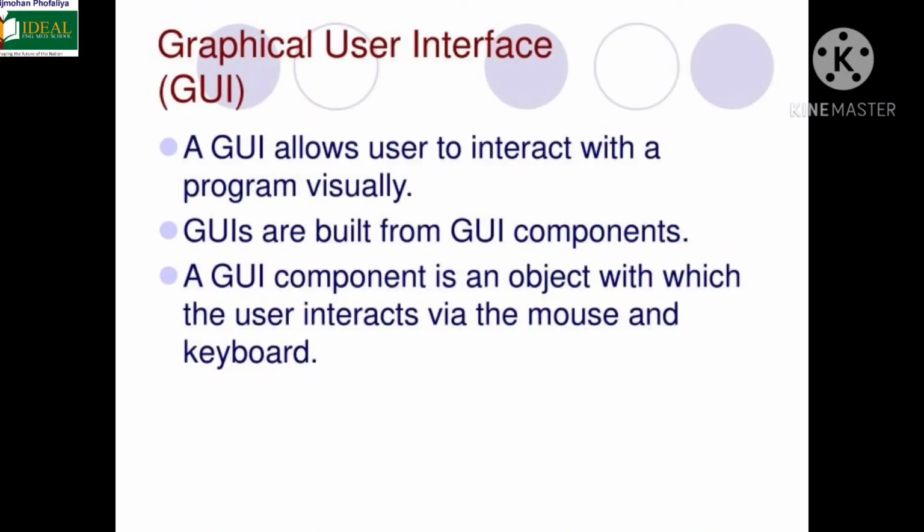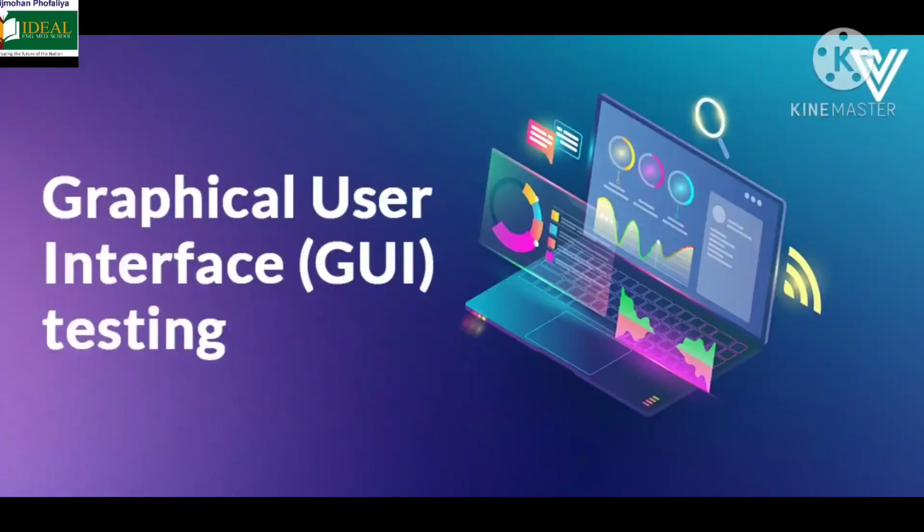The next user interface is GUI, that is graphical user interface. What is meant by graphical? Graphics means pictures. A graphical user interface allows users to interact with the program visually. Today, most computers have a graphical user interface. It is a system that uses on-screen pictures and graphics which can be clicked with a mouse to give instructions to a computer. This is what a graphical user interface means.